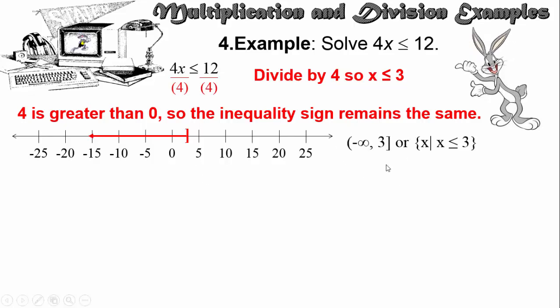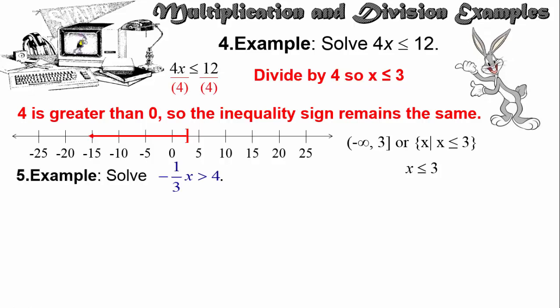We write this in interval notation: because it's going to the left and gets smaller and smaller, it's going to negative infinity. So we start with a round bracket, negative infinity. And because it includes 3, we put 3 with a square bracket at the end. In set builder notation, we write this as curly bracket x, where x is less than or equal to 3, and close the curly bracket. And this is the graph for x less than or equal to 3.